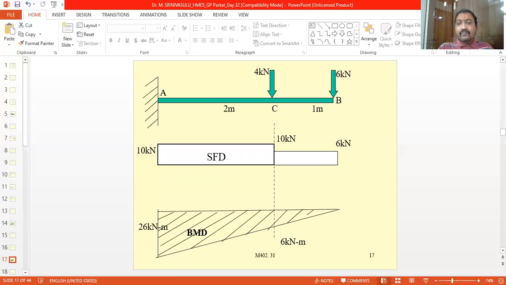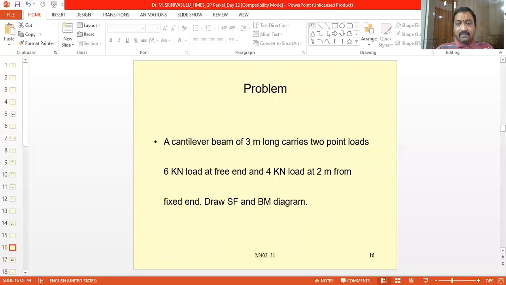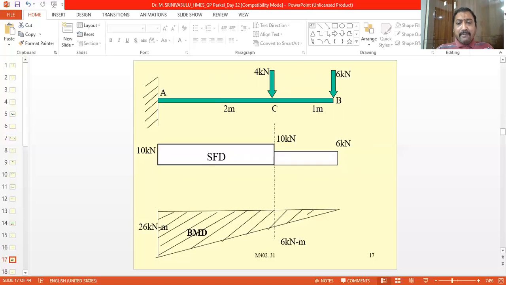Now this is the given problem. It is a cantilever. So AB is a cantilever beam, and the point A is called the fixed end, and the point B is called the free end. That beam is shown in the green color. Now the total length of the beam as per the problem is 3 meters, and it carries 2 point loads.